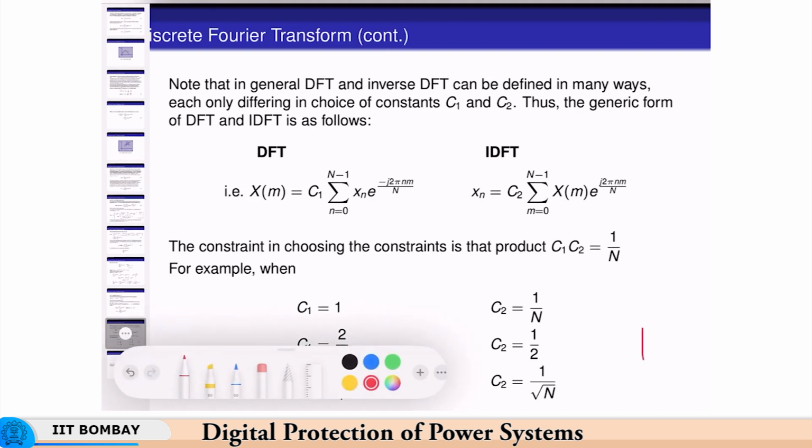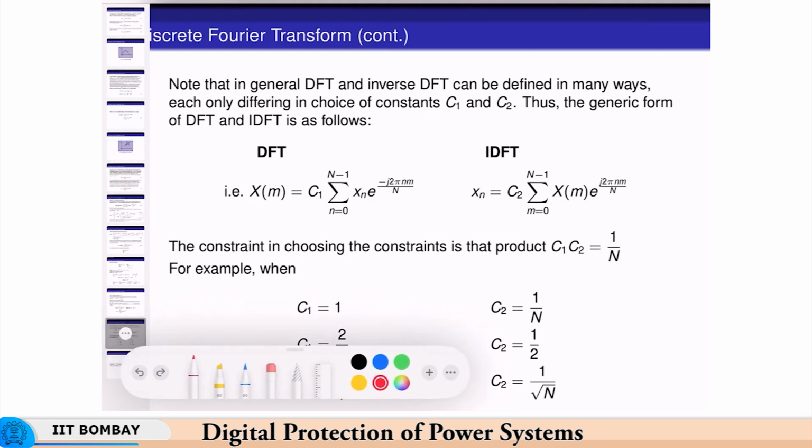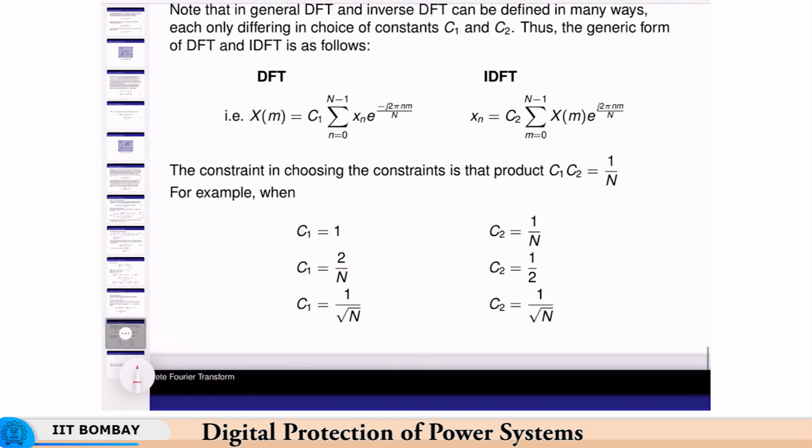So we will not discuss the inverse DFT further, but having said that, we just derived it to show that it is a complete transformation in itself, because the inverse exists and it is possible to get back. And we will use the constant 2 by n. Maybe from the next class, when we calculate the phasor from the DFT, in our case we are interested only in the fundamental component, but that we will come to when we discuss the calculation of phasor.